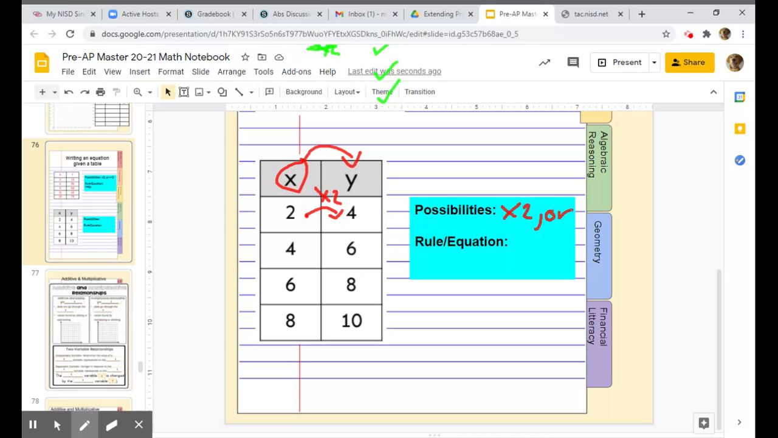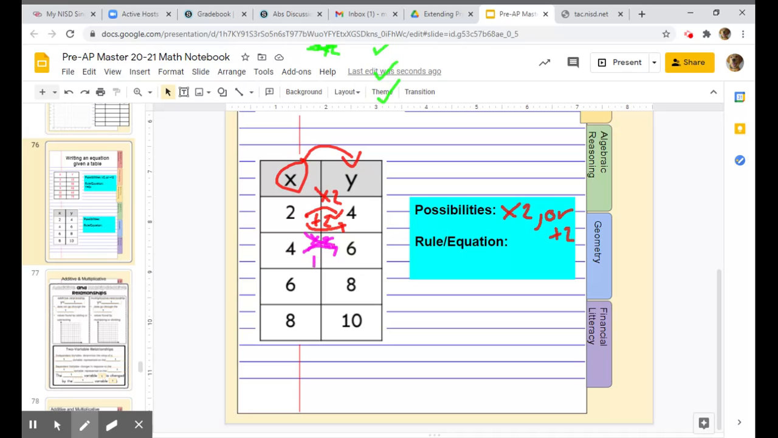Or our second option is either adding or subtracting. So 2 plus 2 is 4. So we're going to look at both of those options, plus 2. Okay, so we're going to come down here to the next one, to the 4. Is 4 times 2 equal to 6? No, 4 times 2 is 8, so that does not work. So that means that rule is crossed out.